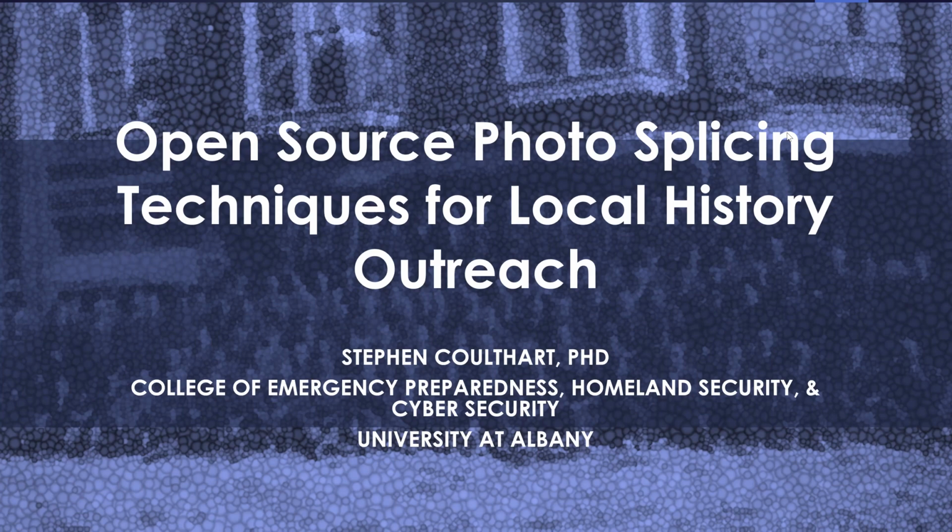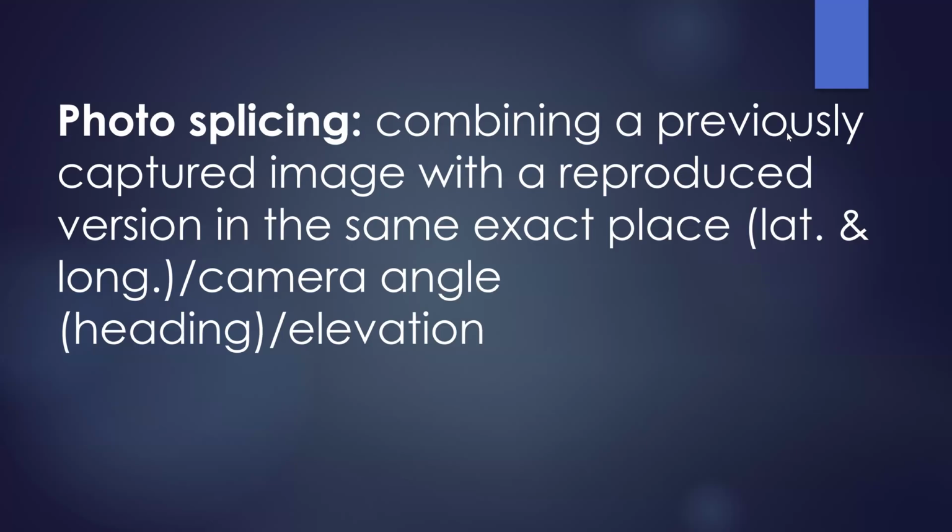A useful starting point is: what is photo splicing? Very simply, it's taking a previously captured picture. It could be a historical image from 10 days ago, 10 years ago or 100 years ago, and reproducing that image in the same exact place. So the same exact latitude and longitude, the same exact camera angle, meaning which direction the camera was pointing, and then the elevation of the camera as well.